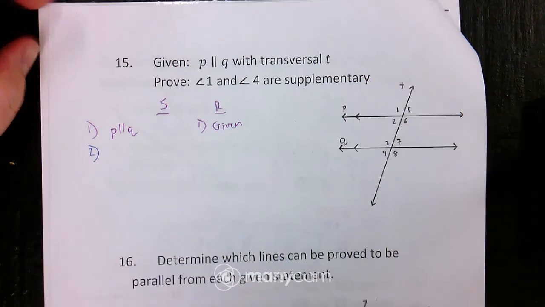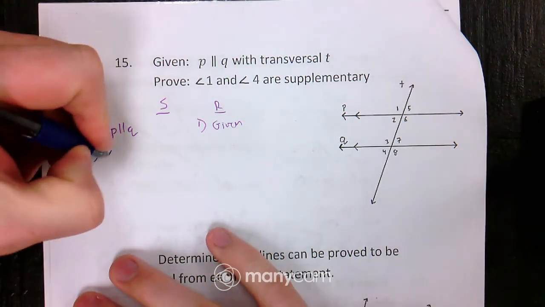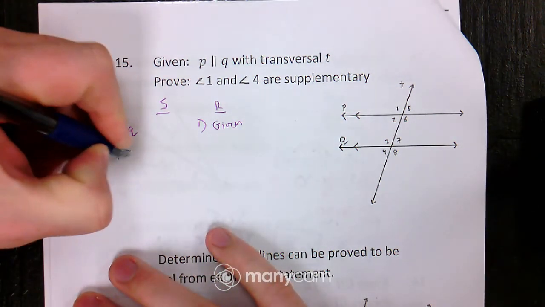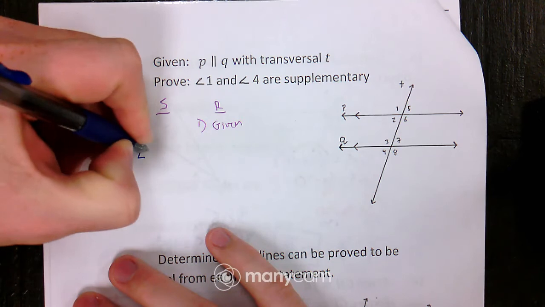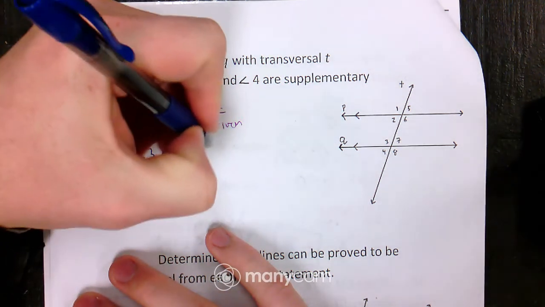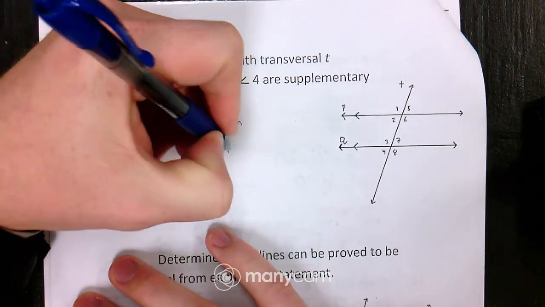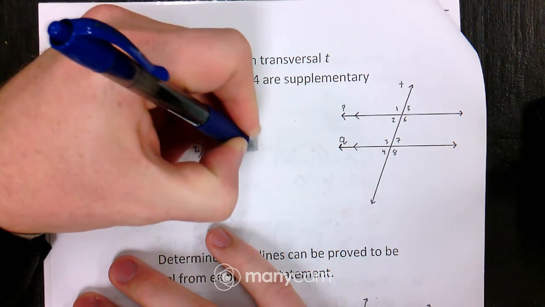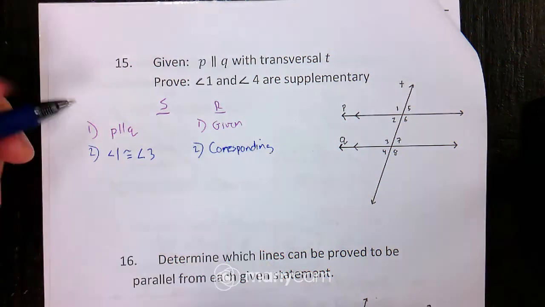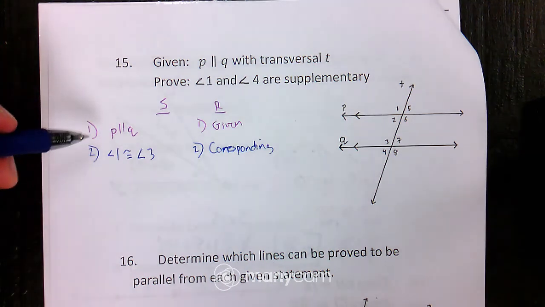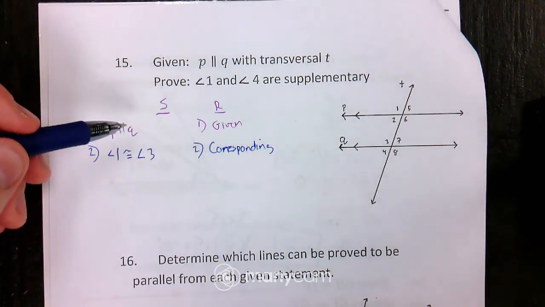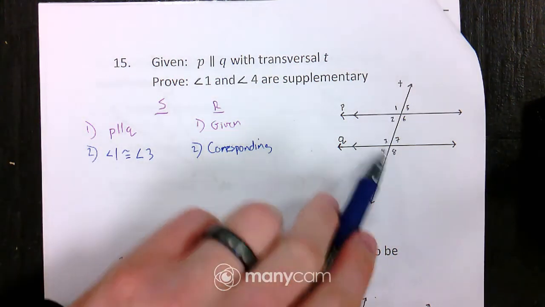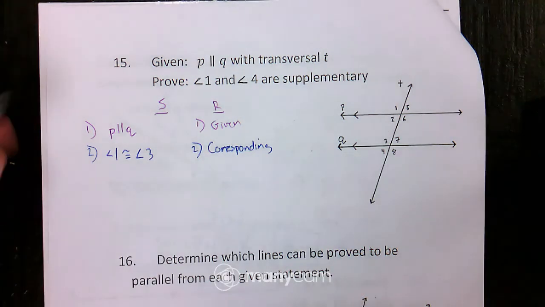Okay, I like corresponding angles, so I'm going to say that angle 1 is congruent to angle 3. Why? Because they're corresponding. Angle 1 and 3 are congruent because they're both top left. They're both right here in the same spot on the different intersections, okay?